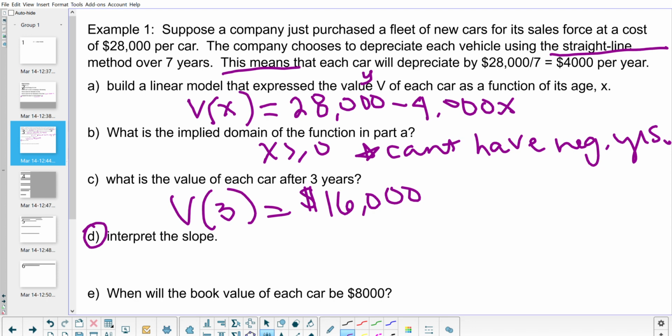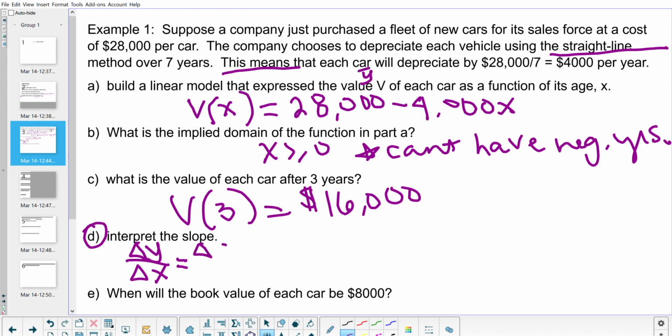Okay, now this is the big one, interpreting the slope. I want you to do this every single time you're asked to interpret slope. Slope is, you learned this way back when, a change in y over change in x. So I want you to always write this down. Then what I want you to do next is apply this idea to this specific problem. A change in y in this problem is a change in value.